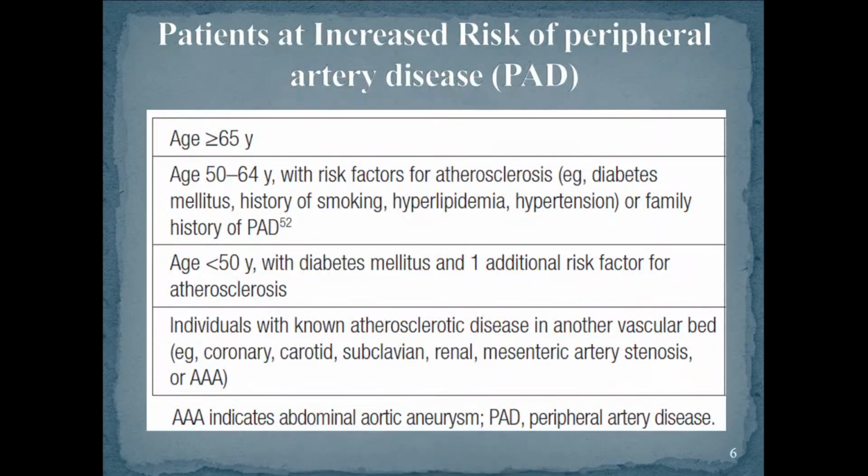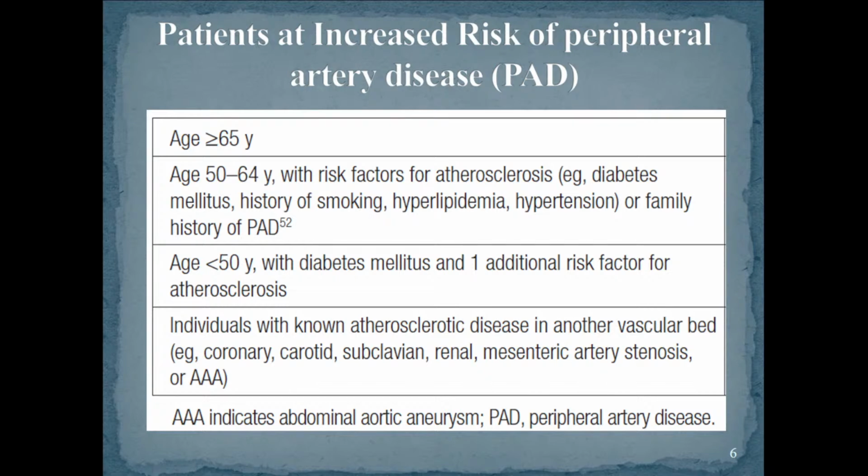So, to put the proper diagnosis, we need to know which patients are at increased risk of peripheral arterial disease. It is a patient aged more than 65 years, aged from 50 to 64 years with risk factors of atherosclerosis. It means diabetes mellitus, history of smoking, hyperlipidemia, hypertension, or family history of peripheral arterial disease.